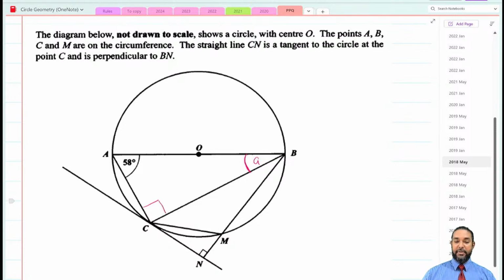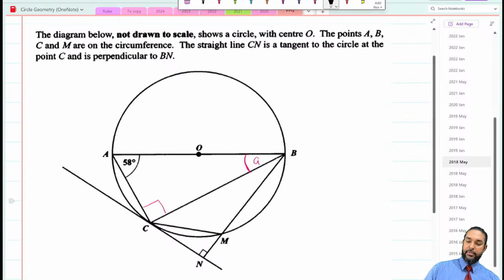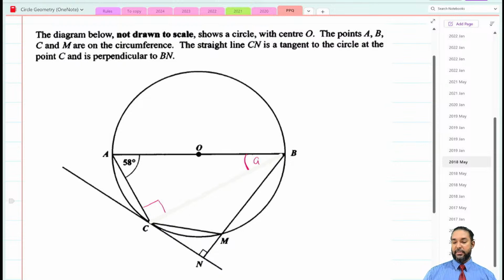Okay, points A, B, C, and M are on the circumference. Now, check this, right? If you were to blank out this line here, do we see a cyclic quadrilateral?